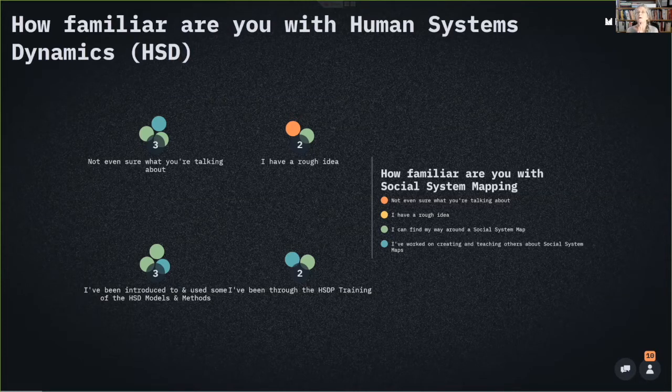So, I'm just thinking, no one is totally unfamiliar with either framing. But there are people who are fairly familiar with social system mapping and not so much with HSD, and one person who has a rough idea of HSD and no idea of social system mapping. So there are two rather complex fields that we're sort of overlapping, and just noting that no one is absolutely unknown to both of them. But we have different levels. Okay.